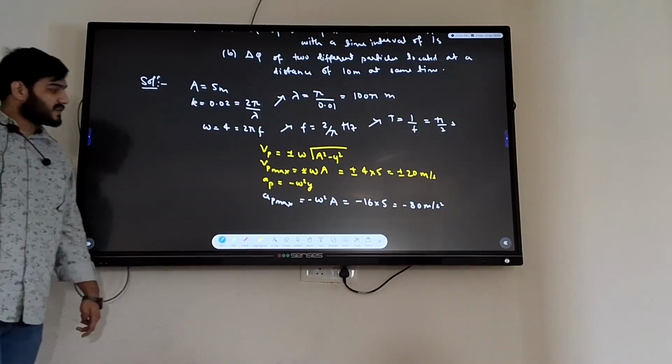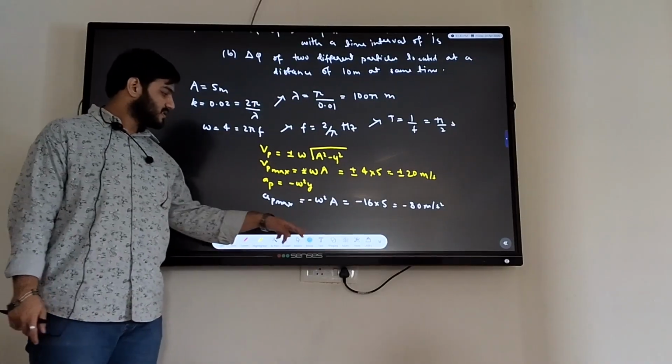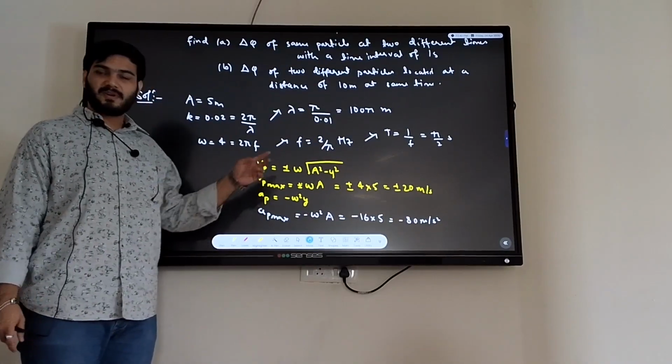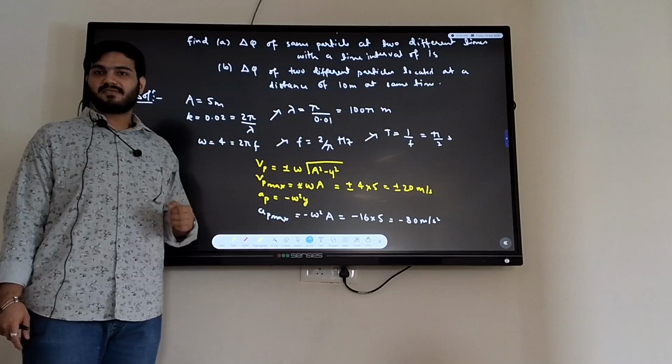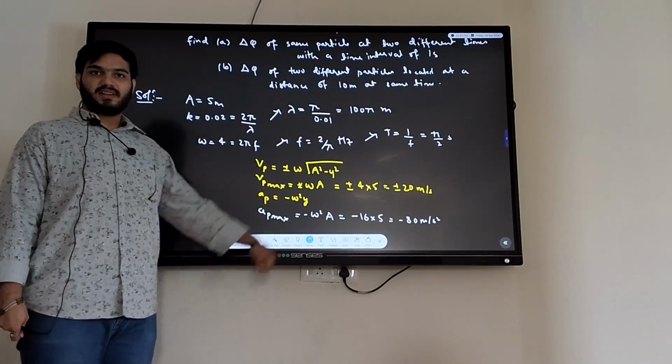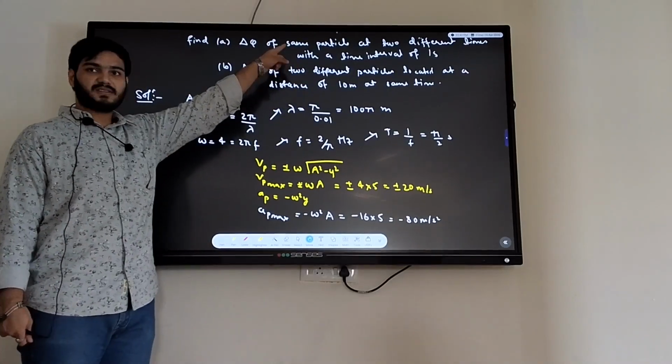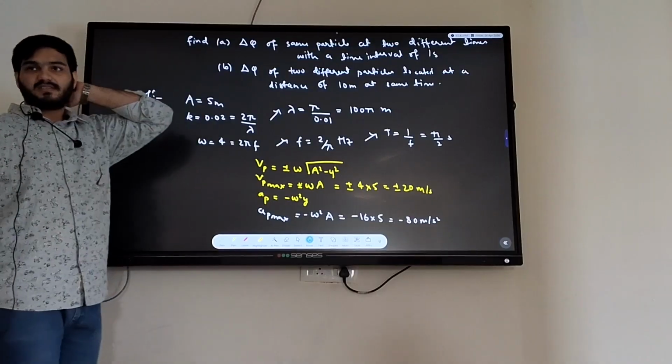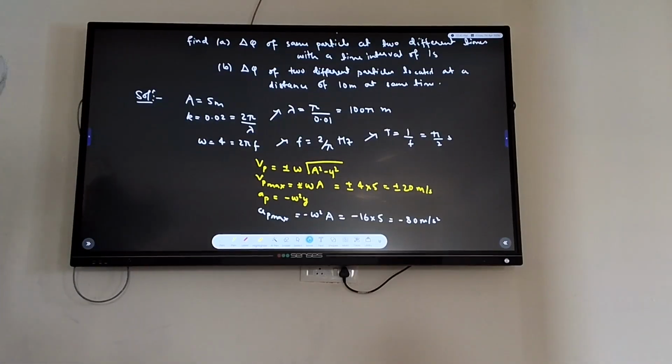Now they are asking to find a phase difference. Should I give you 2 more minutes for phase difference? I need some answers from you. Can you try and find the phase difference of at least part A? 2 minutes और रुक जाओ, A करो.